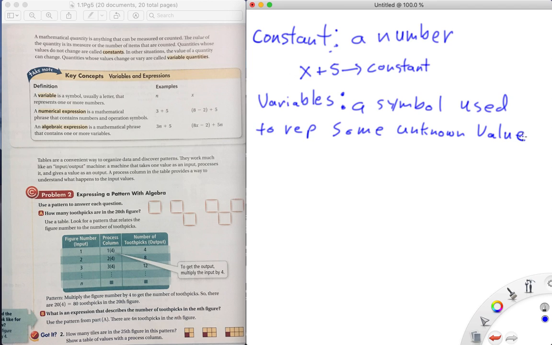X, Y, and Z, these things are examples of variables. X, Y, Z, and these are all examples of variables. We don't know what the number is, but we put a variable or a letter in its place to represent that. Numerical expression.